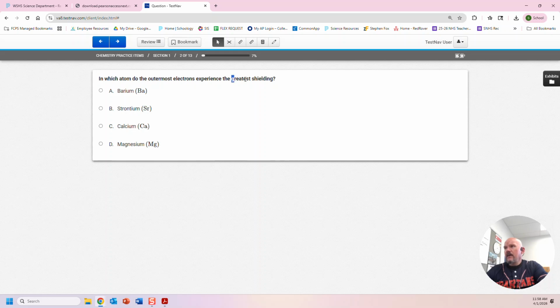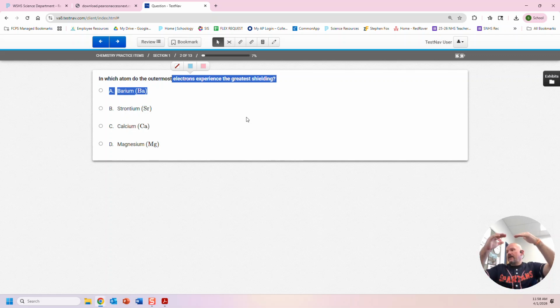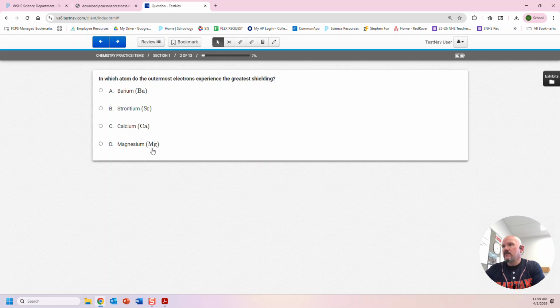Shielding effect. Okay, so it's asking which of these ions or atoms have the greatest shielding effect. And what you have to remember are periodic trends. Shielding effect increases as you go down, but it's around the same as you go across. It's really just the more energy levels you have, the more shielding there is. So as you go down the periodic table, you gain an energy level. So you have more and more energy levels, you'll get more and more electron shielding. So it's basically which of these elements is further down.